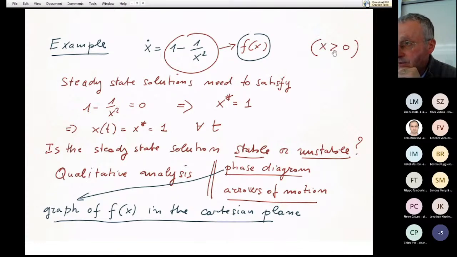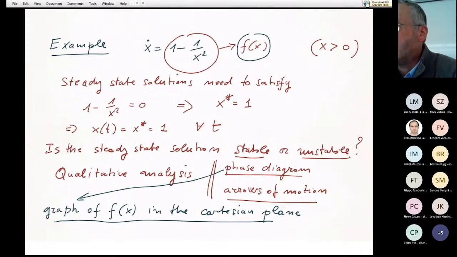Now, if our equation is linear, we can immediately know if our steady-state solution is stable or not. Remember, x dot plus ax equal to b. If a is positive, stable. If a is negative, unstable. What about the case of nonlinear equations? Here there is no a, b. It is a nonlinear expression, okay?